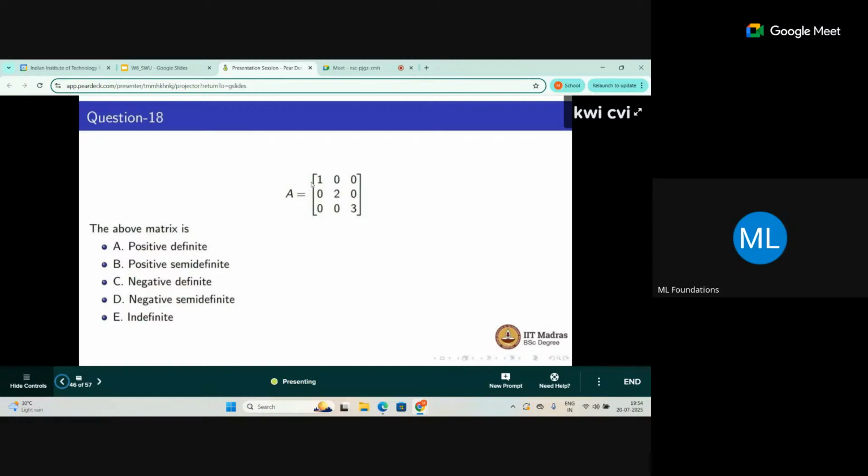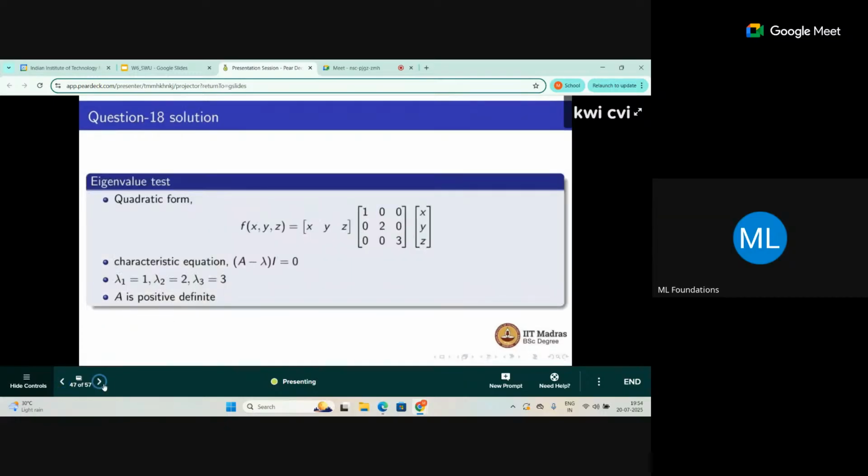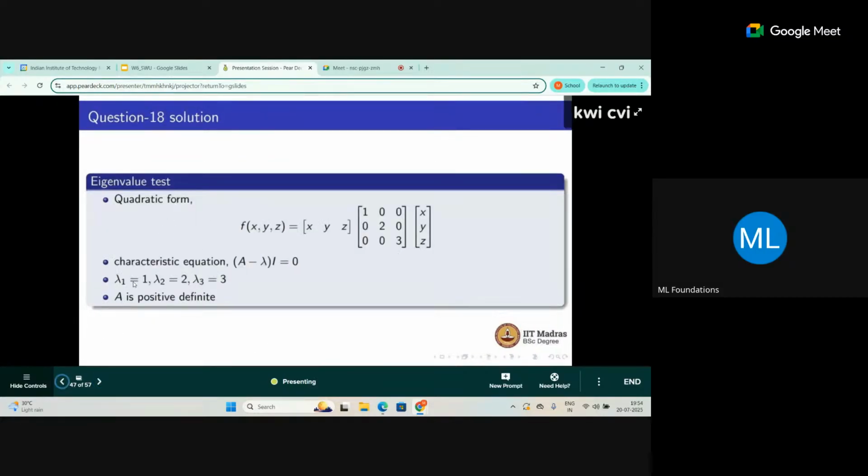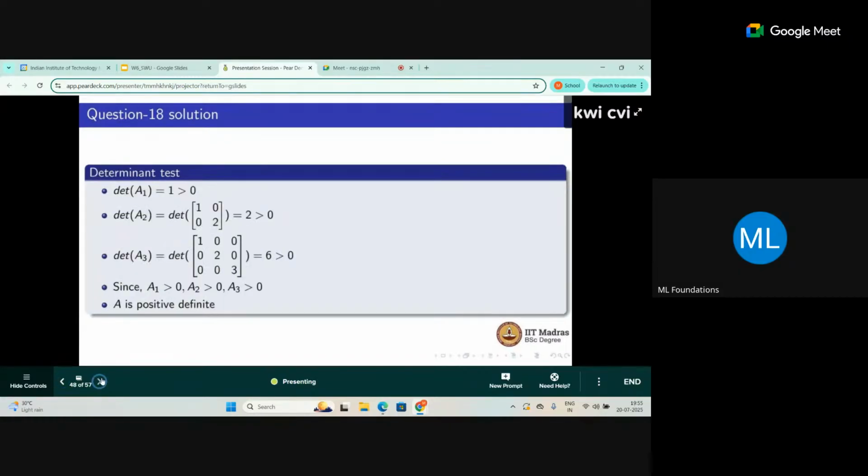In the previous one, if any one value is negative, then definitely your determinant is going to be negative, right? And if the determinant is negative, it is an indefinite matrix. So if one value is minus 1, then it is an indefinite matrix. Okay, so this is solved using the determinant test, and this is the eigenvalue test. When you have a 3 by 3 matrix, it's better to do these two tests: eigenvalue and determinant.